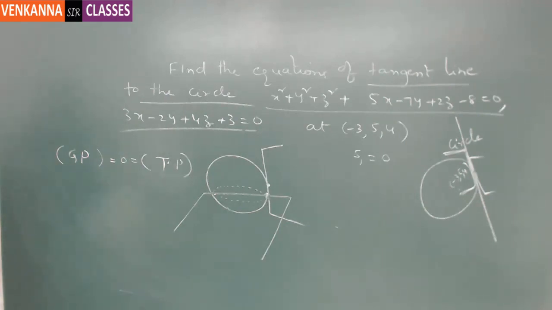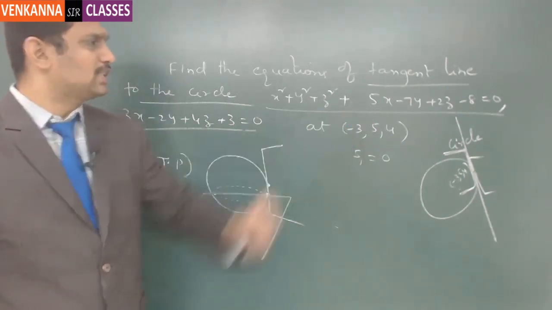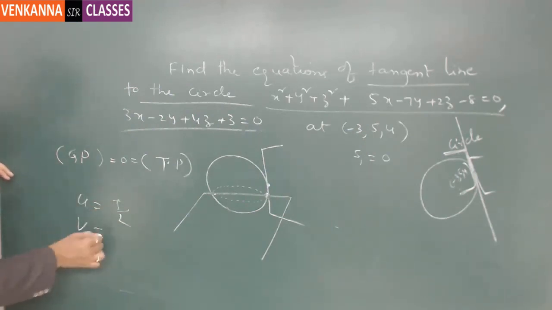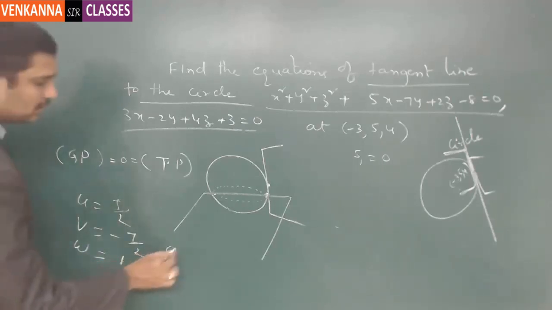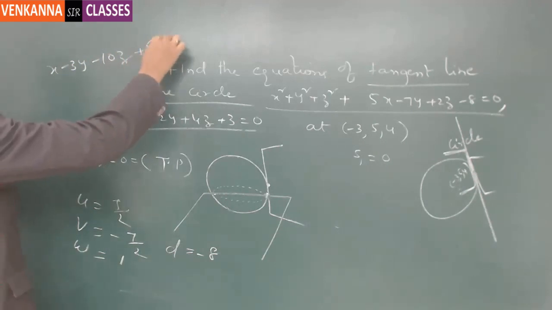That will be beneficial. So if you apply S1 equal to 0 using the point and the sphere, here u is equal to 5 by 2, v is equal to minus 7 by 2, w is equal to 1, d is equal to minus 8. Substituting the values, you will get that S1 is x minus 3y minus 10z plus 58 equal to 0.